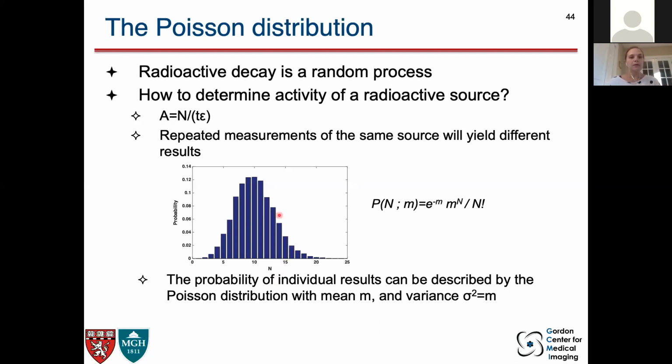If you did this measurement a number of times and histogrammed the number of counts that you get, you would get a distribution looking something like this, where you have the number of counts on the x-axis and the probability of getting that number of counts on the y-axis. This distribution is a Poisson distribution with mean m and a variance given by sigma squared, the standard deviation squared, which is equal to m as well. This expression gives you the probability of achieving a certain number of counts n if you have a Poisson distribution with the mean m.